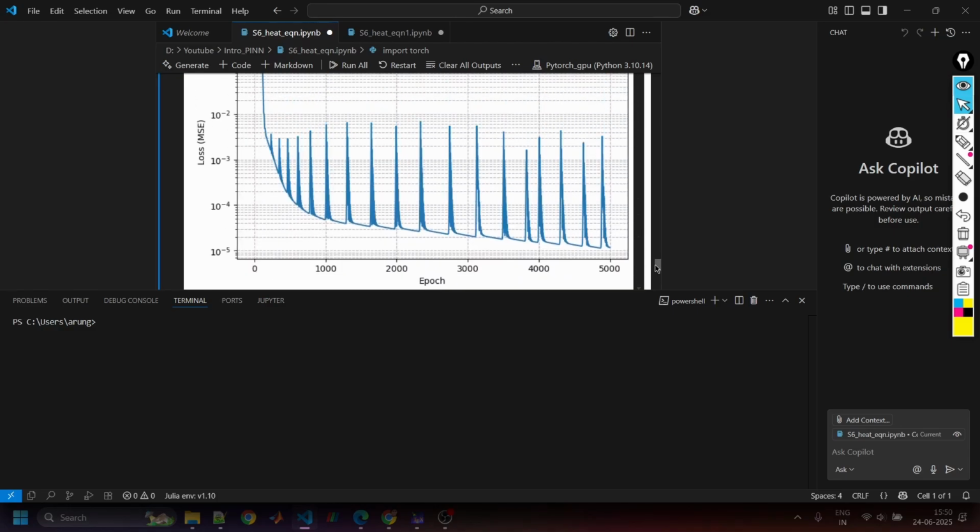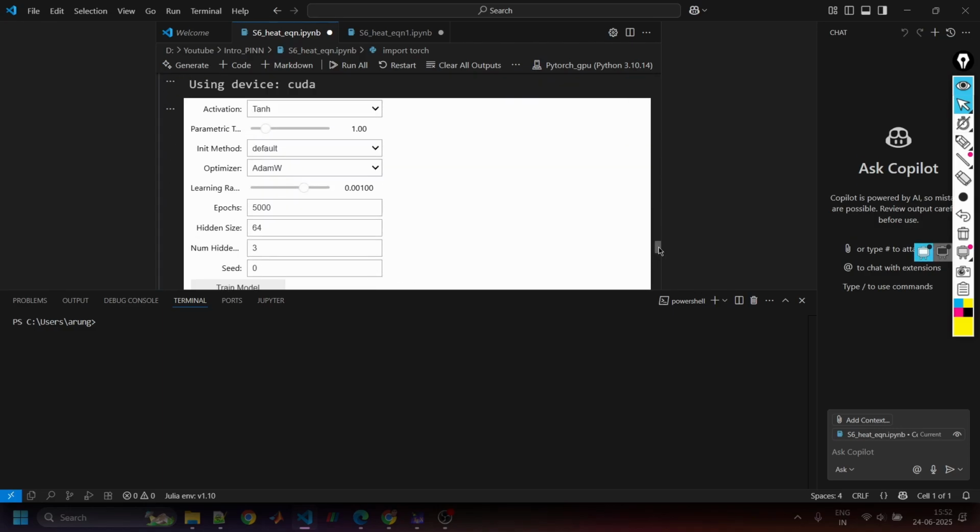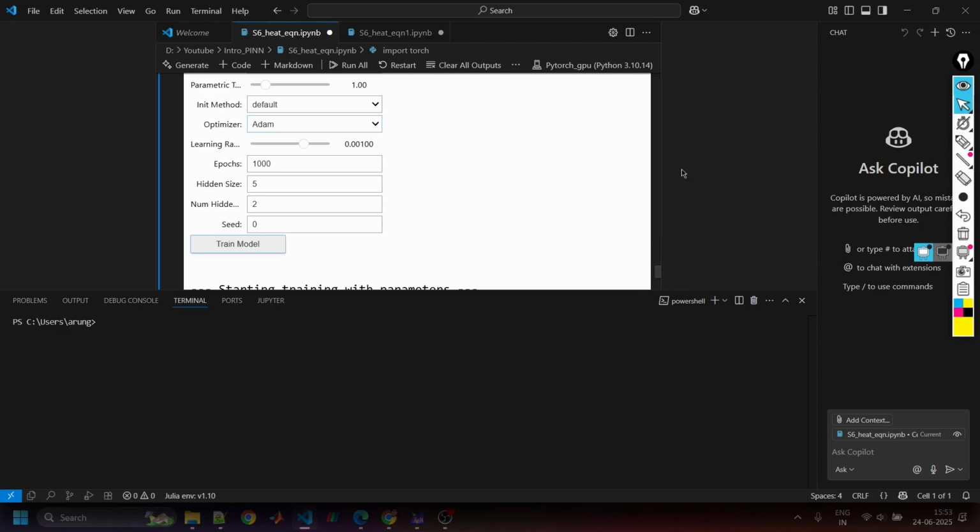Now we shall try the effect of the initial condition on this problem. Maybe we shall make it a little simpler. We shall go with 5 neurons and 2 hidden layers. We should start with Adam using the tanh function. Let's solve this problem.